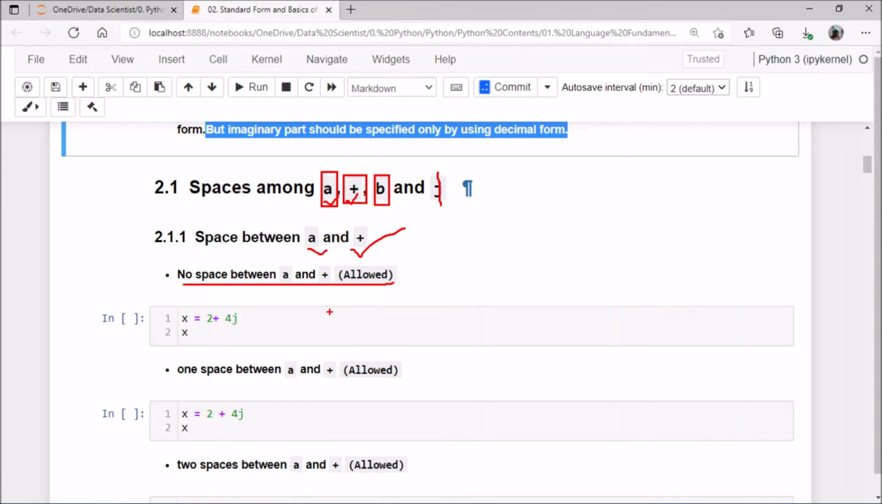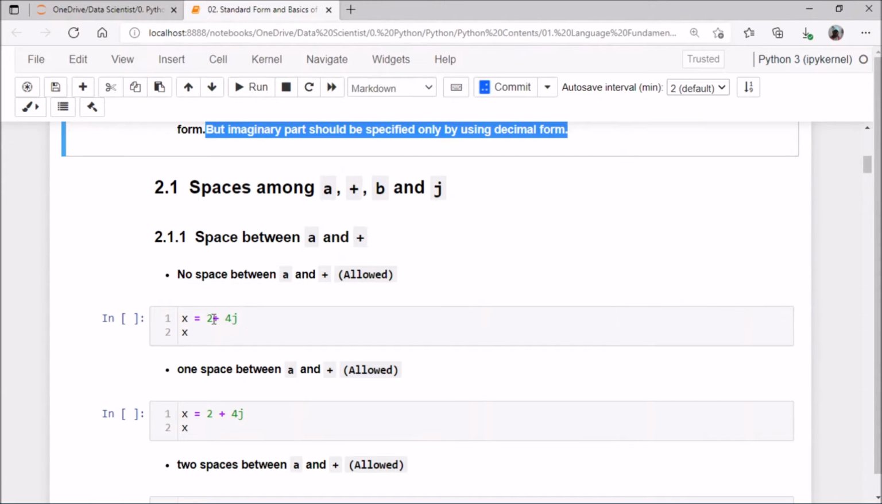No space means what? We can give no space, meaning the space is 0. So we can give no spaces between a and plus, and it is also allowed.